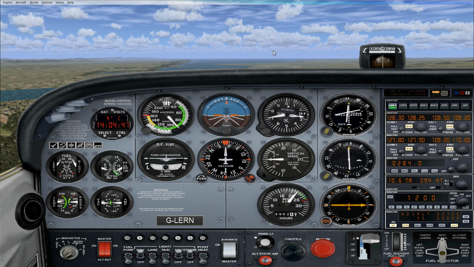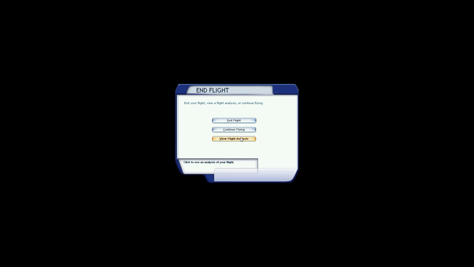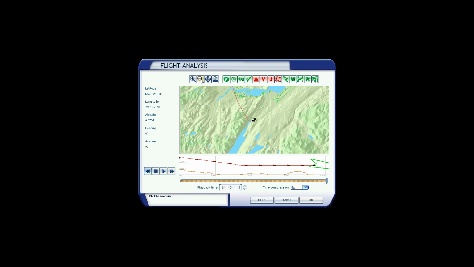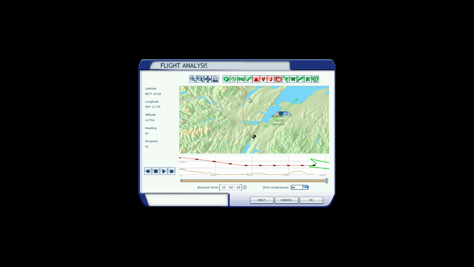So if we have a pause of that and have a look at the flight analysis, you can see this is where we entered the arc from the northwest, and then we can see that we've got what appears to be a nice long curve, but as you saw in the demonstration just now, it's actually a bunch of short straight legs. But you can see over a distance it looks like a nice long curve. So there you go. So that's how you fly a DME Arc.